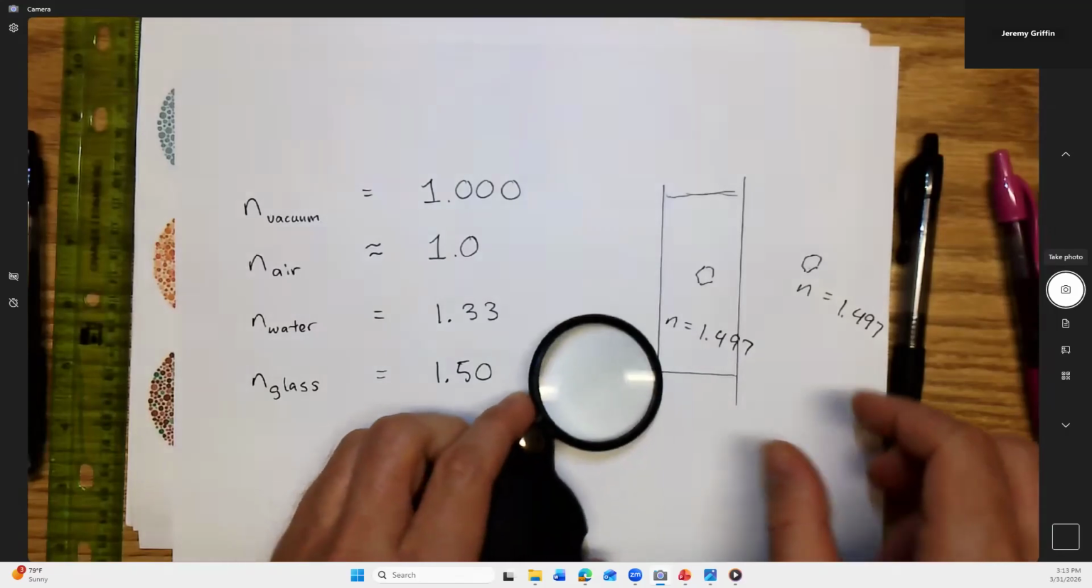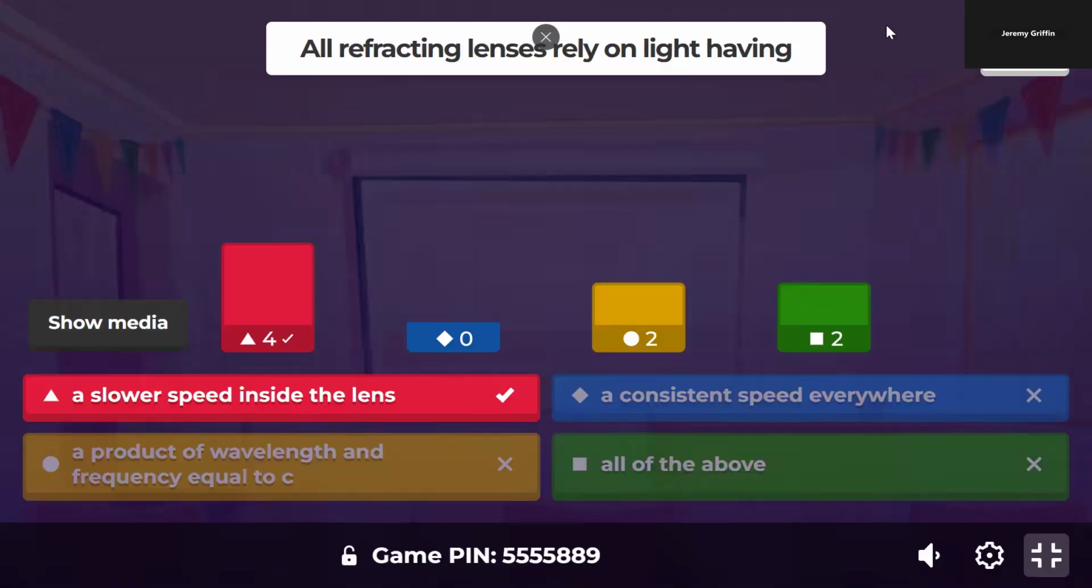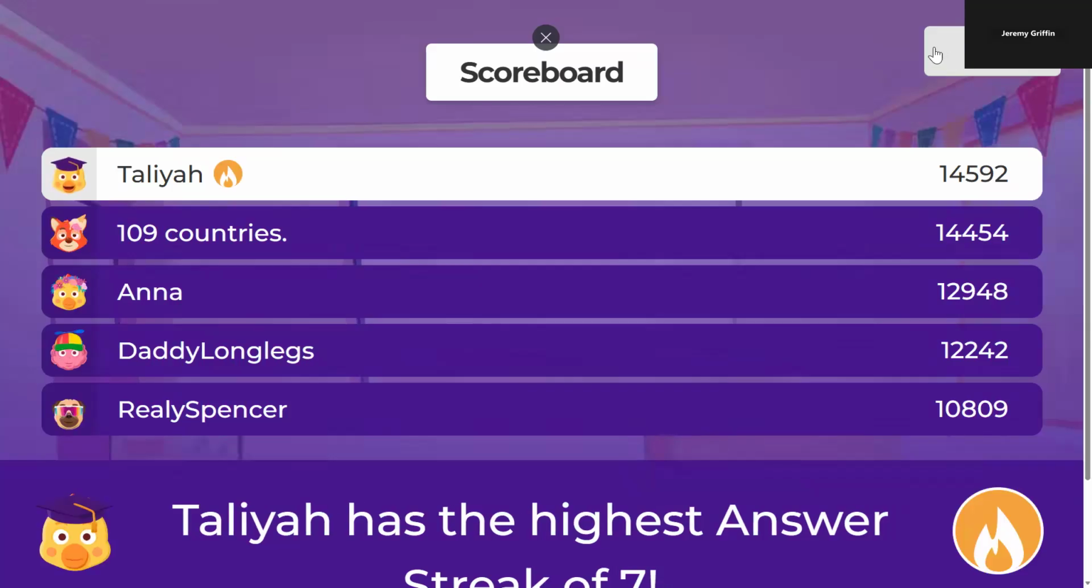Now what if I take this underwater? There's still a difference. Let's see if you guys follow that whole thing. I've been trying to lead you guys into something here. All right, you guys ready? You guys ready for the win? This is for the win. Who's going to win the whole Kahoot? Will it be Spencer? Will it be Daddy Longlegs? Will it be Anna? Will it be 109 countries? Seems unfair. Will it be Talia? Who will win?